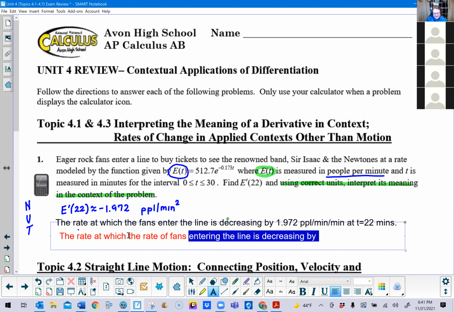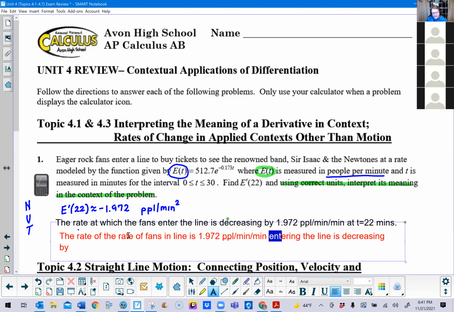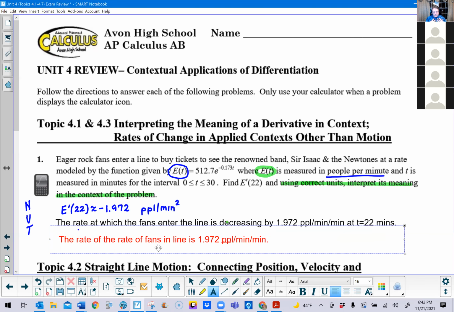I think what we need to do is get rid of the word at which, maybe, and say the rate of fans in line is, and then you could say 1.972 people per minute. Again, it's not very grammatically correct. I'm not a big fan of it. We've been accepting that on the AP exam in the years that I've read, but I worry about whether or not the context is really conveyed well, especially the fact that the decreasing aspect isn't really coming out.